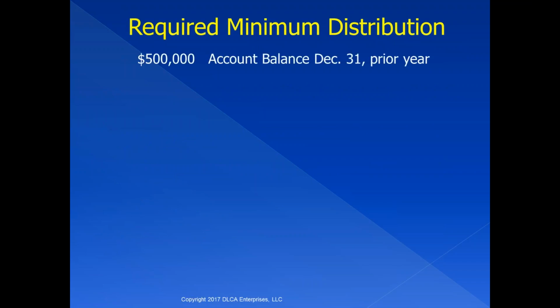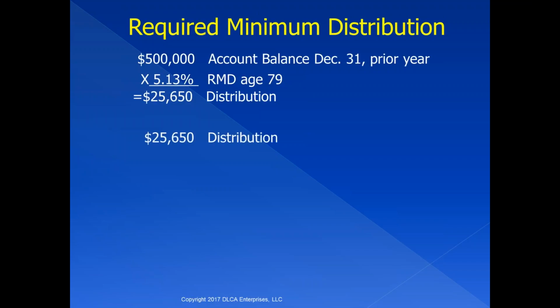This is about the required minimum distribution. So we had a $500,000 account balance as of December 31st of the prior year. And the RMD percentage at age 79 is 5.13%, which means they have to take out $25,650. Now, incidentally, if they fail to take that out, they're still going to pay tax on it, and half that money is going to become an excise tax. So they really don't have any choice. So they take out the $25,650. So that's their distribution, $25,650.